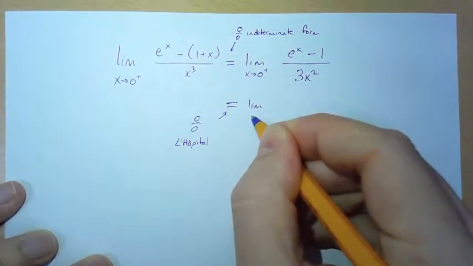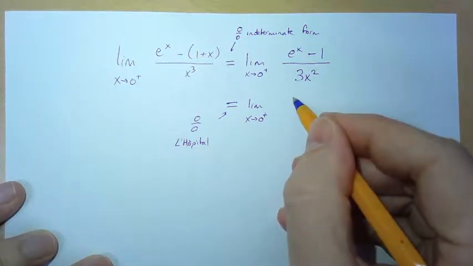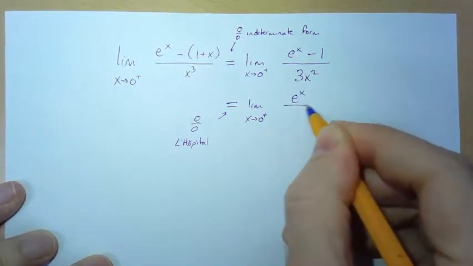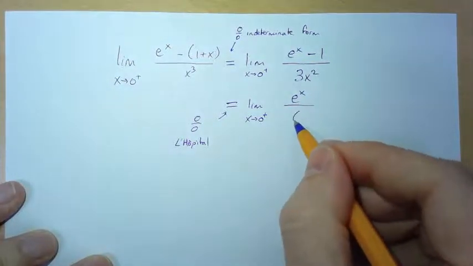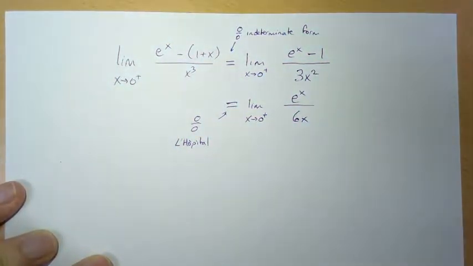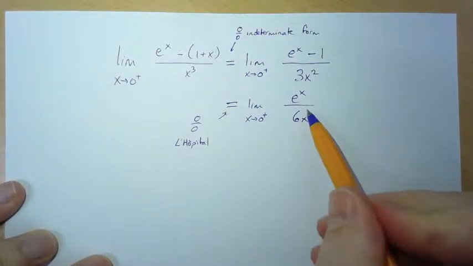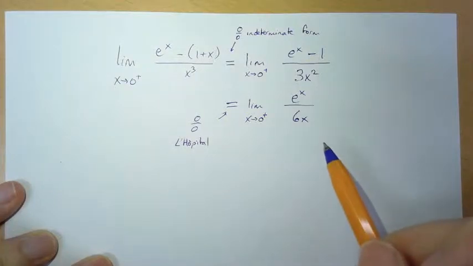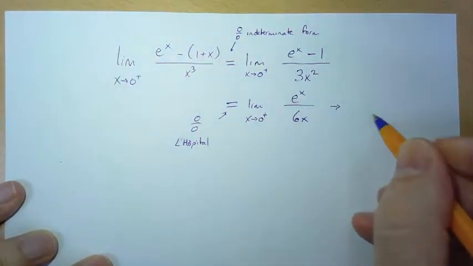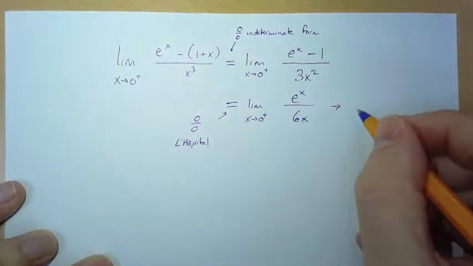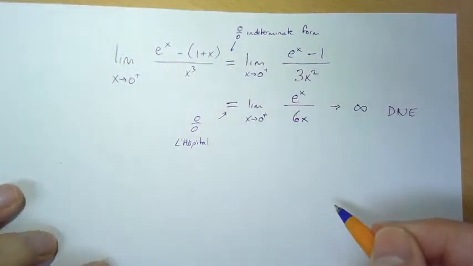This is equal to the limit as x approaches 0 from the positive side of the derivative of the numerator, which is e to the x, divided by the derivative of the denominator, which is 6x, and I'm going to try again. Here, if I plug stuff in, I get 1 over 0. 1 over 0 is not an indeterminate form, it approaches infinity. So in AP Calc, you can just write D and E.